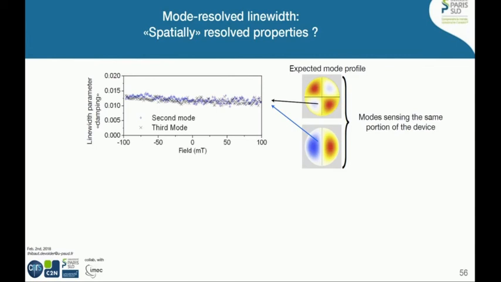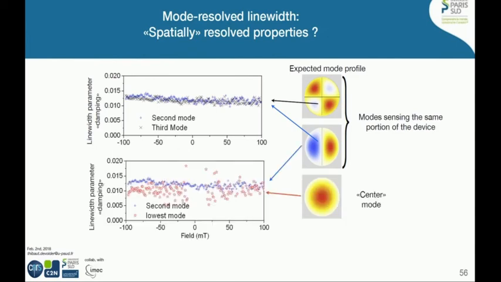If in contrast I look at the most uniform mode, a mode that would have this geometry, then if I look at the damping parameter that can be extracted, there is a lot of noise, but it seems to be a bit smaller. The difference between these 3 modes is that they do not sense the same regions within the device. The first 2 are not sensing the center, while the last one is sensing the center.